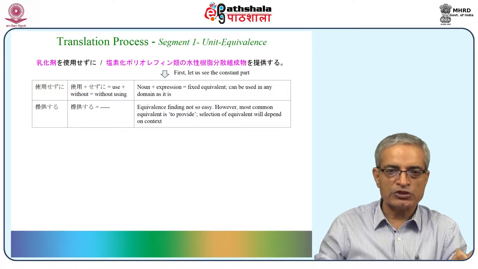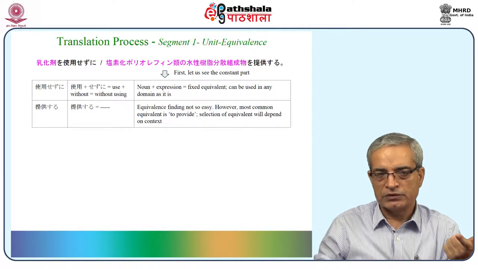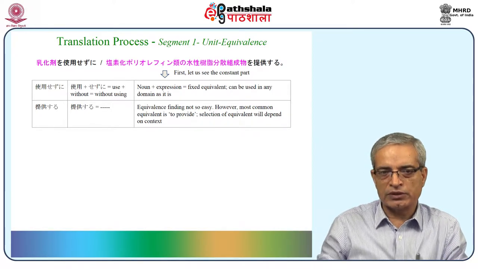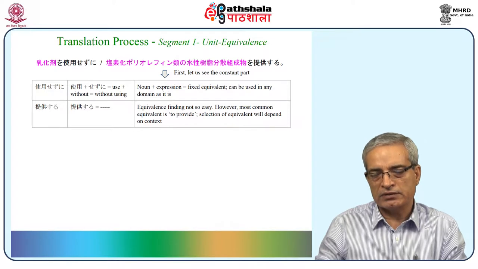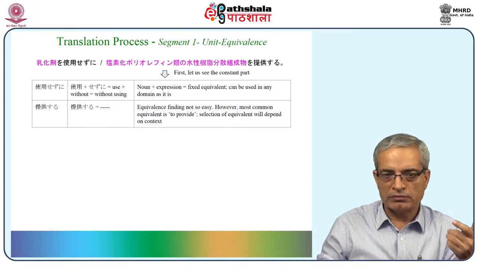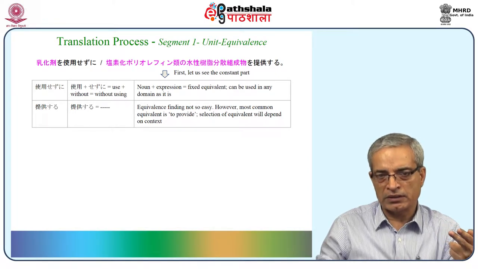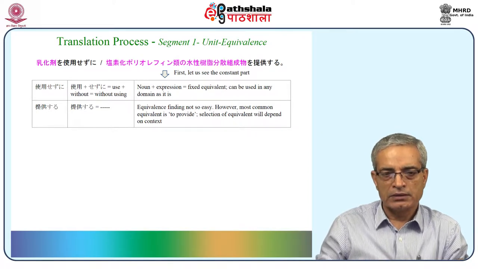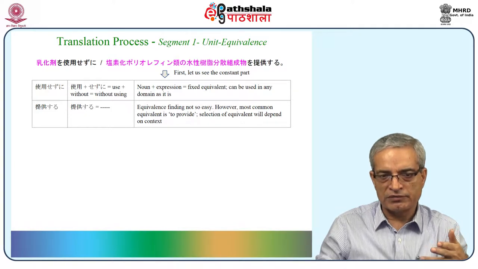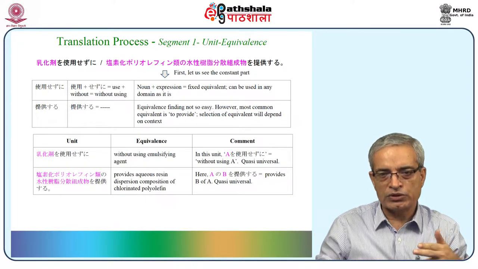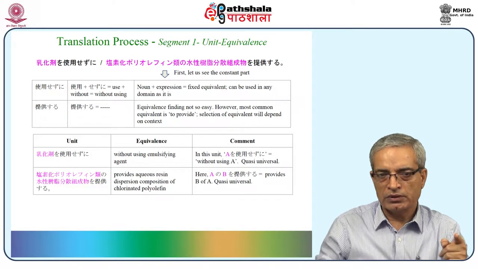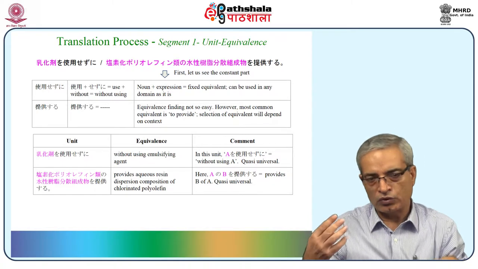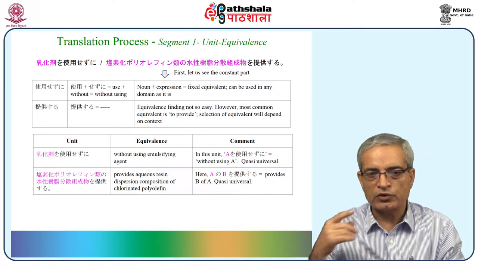And if we handle it, it's shio sezuni. Sezuni is universal. Shio sezuni also is actually a universal type of unit, but sezuni can of course go with something else also, so it is without using. And teikyo suru is a simple verb basically, but its equivalent we'll find quite difficult in picking up from the dictionary. So mostly in patent you have to go by the context, and in the case of patent normally it will be to provide. So new kazai o shio sezuni is without using emulsifying agent. So in this unit, A o shio sezuni, without using A, so it becomes quasi universal. And again this long compound, enso ka pori orifin rui no suise jushi bunsan so se butsu o teikyo suru. So o teikyo suru provides, and o direct object, so provide aqueous resin dispersion composition of chlorinated polyolefin.